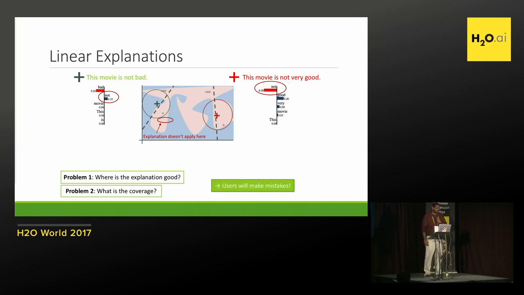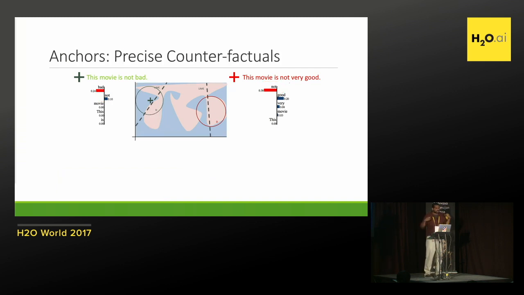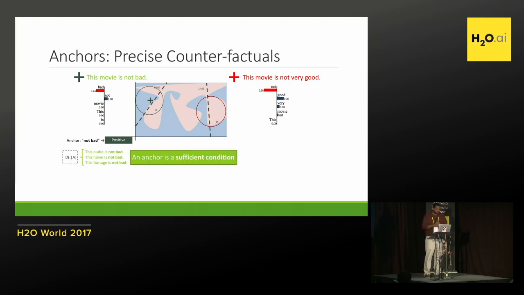So to address this problem, we introduced these anchor kind of explanations, which are going to be precise counterfactuals for what the classifier is doing. So let's look at what an example would be. Anchors are extremely easy to understand. For example, the anchor for the first example would be the phrase not bad. So it would say if not appears and bad appears, then you predict positive. Otherwise, I don't know what's going to happen. It's only a sufficient condition, right?